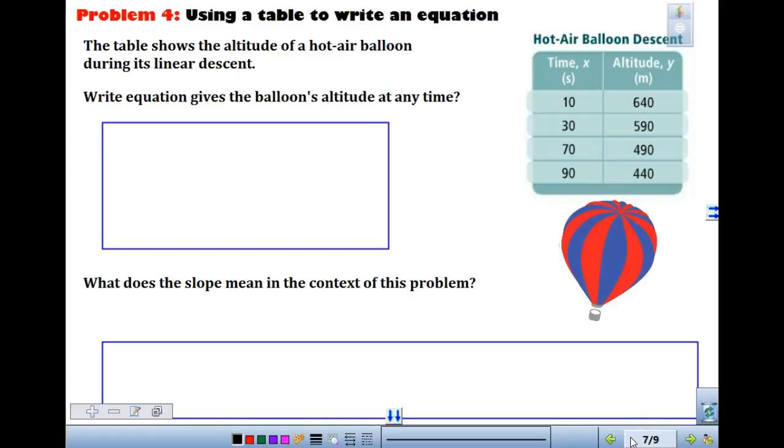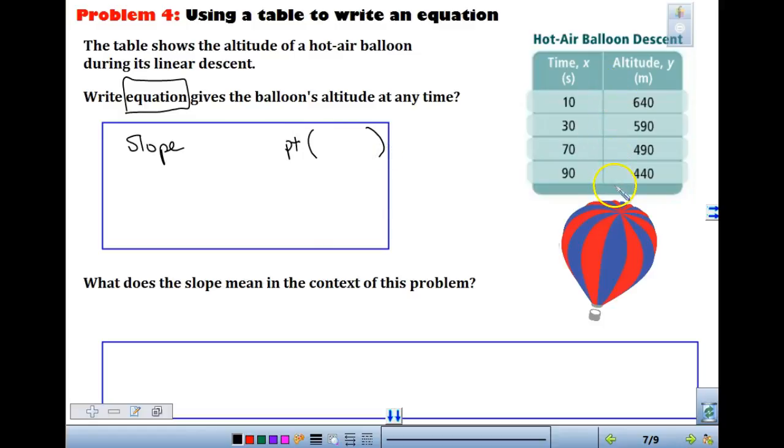So it says look at the table for this next one for the story problem, because we're always going to try and relate it to our real-world problems. The table shows the altitude of a hot air balloon during a linear descent. So the hot air balloon is up, it's coming down, right? Write an equation that gives the balloon's altitude at any time. First thing we need to write an equation, you need two things. You need the slope and you need a point.